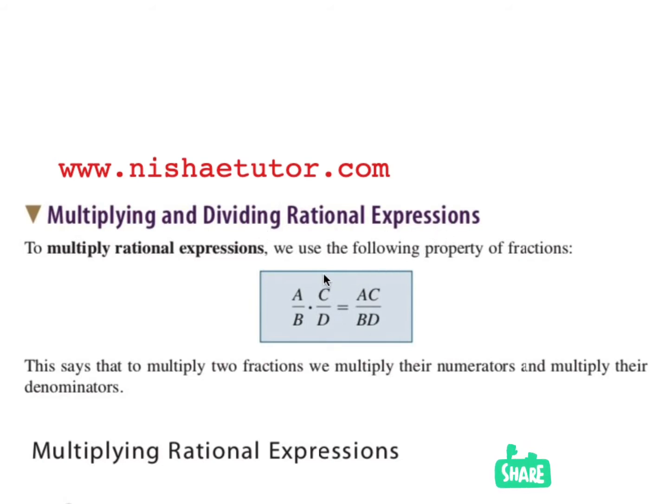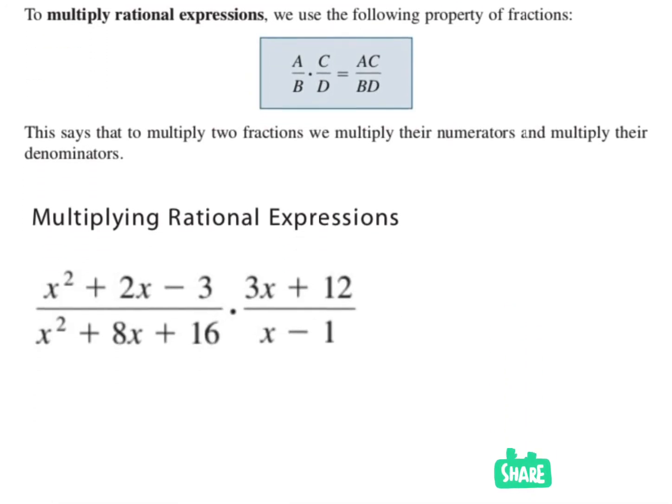Here we use a simple fraction property, like a by b multiplied by c by d. We can simply multiply numerator with numerator and denominator with denominator. This says that to multiply two fractions, we multiply their numerators and multiply their denominators. So let's do this question.